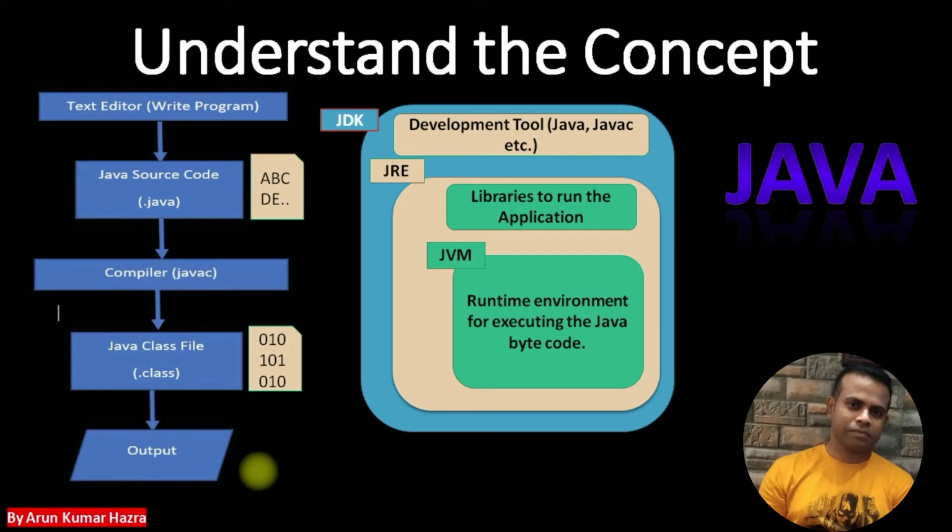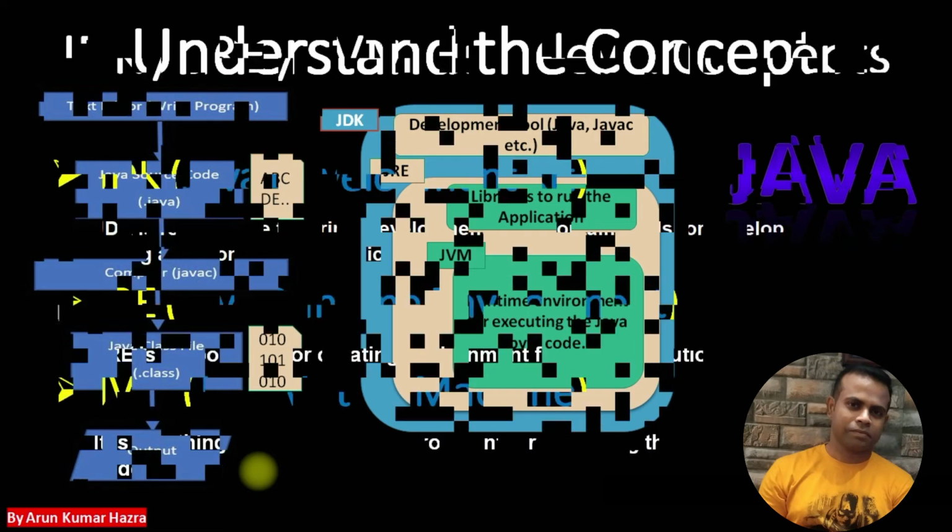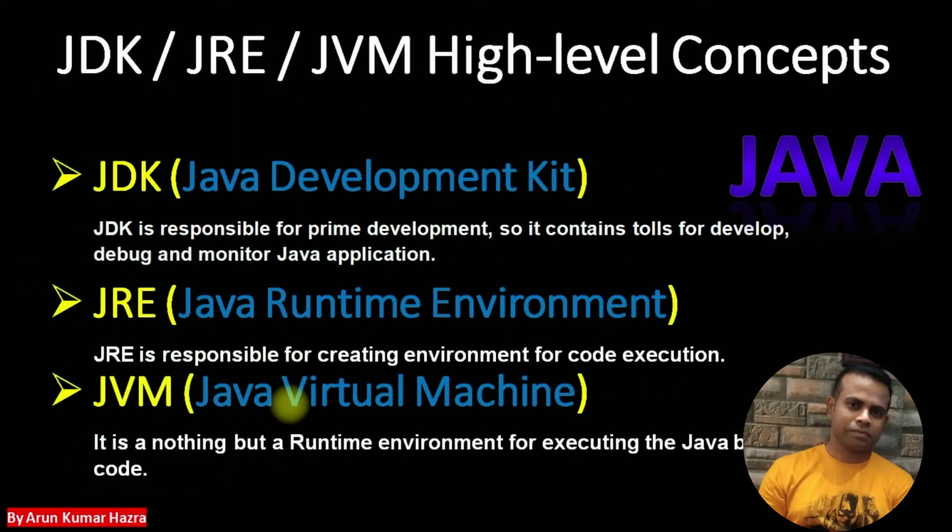Now if we check the JDK, JRE and JVM definitions, they are something like this. JDK is the Java Development Kit, which is responsible for primary development. It contains tools to develop, debug and monitor Java applications. Whereas JRE is the Java Runtime Environment, which is responsible for creating the environment for code execution. And JVM stands for Java Virtual Machine. It is a runtime environment for executing Java bytecode.